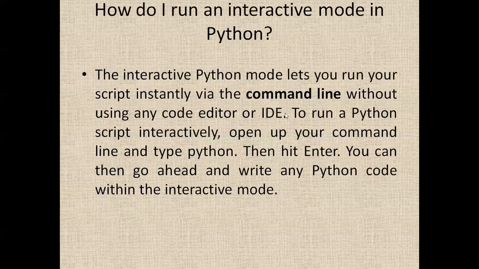How do I run interactive mode programming in Python? To run interactive mode, firstly we need to start the command prompt, and after that we can run Python interactively. Open the command line and type python. After you type python, the Python interpreter will start, and after that you can give statements in Python. Whatever statement you give in interactive mode will be executed immediately. That's why it is known as interactive mode.